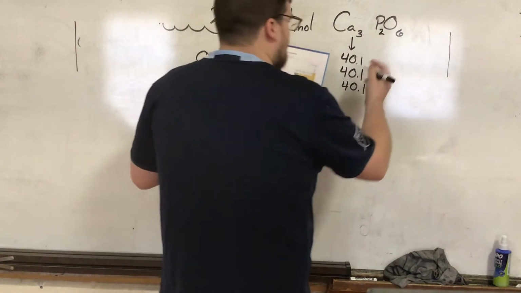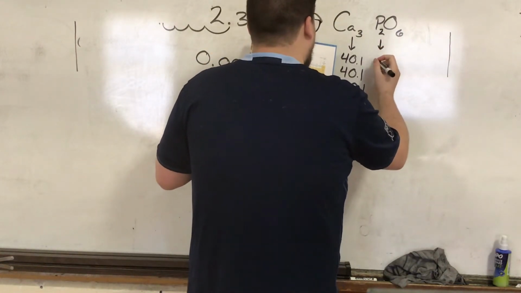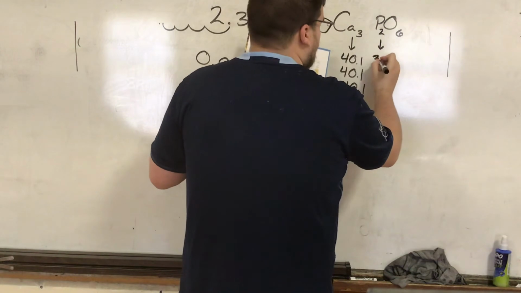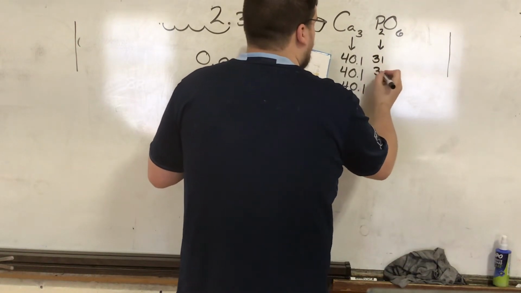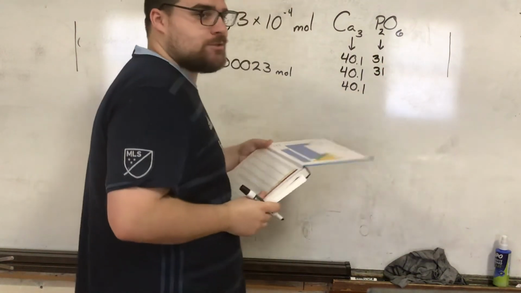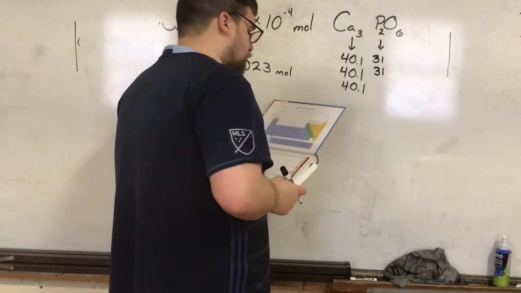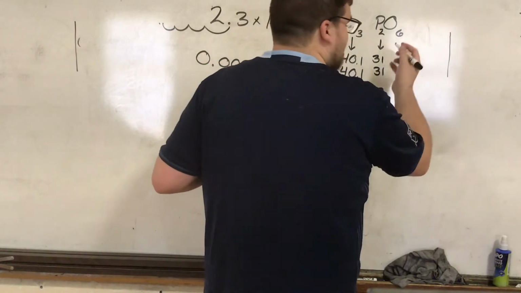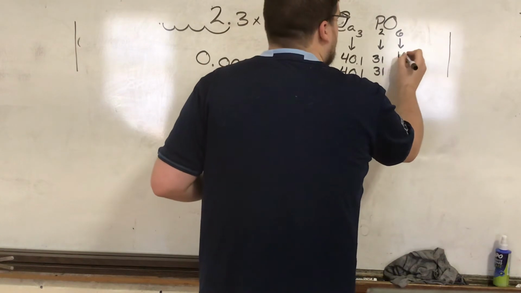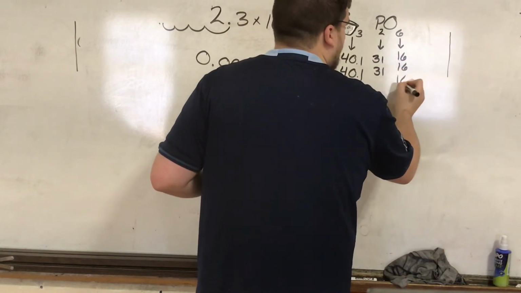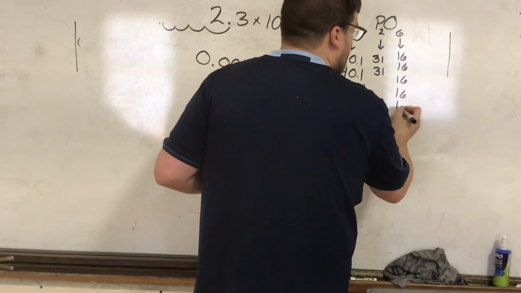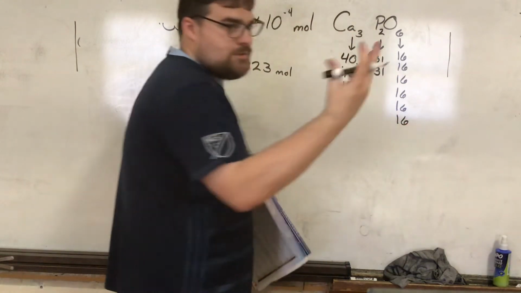So phosphorus has a mass of 30.97. I'm going to round that to 31. There's 2 phosphorus, so I'm going to write that twice. And then oxygen, we have 6 of those. That's 16 exactly as its mass. So 16, 16, 16, 16, 16, and again 16.